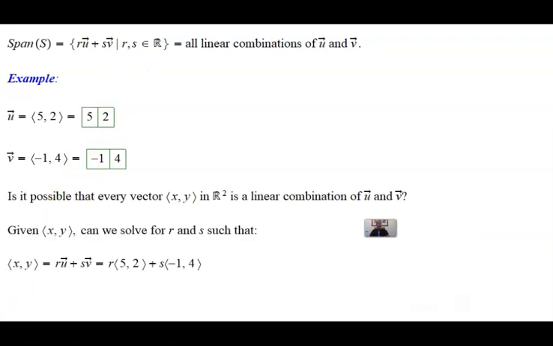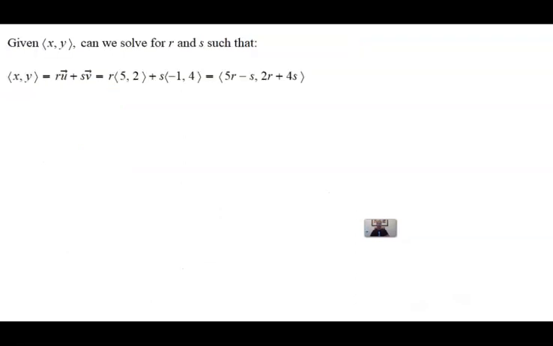So here's that equation. Given (x, y), can we solve for r and s such that (x, y) is ru plus sv, which is r times (5, 2) plus s times (-1, 4)? The first step to solving this equation would be to simplify this linear combination. So we get 5r minus s in the first component and 2r plus 4s in the second component. So we are solving for r and s in the system.